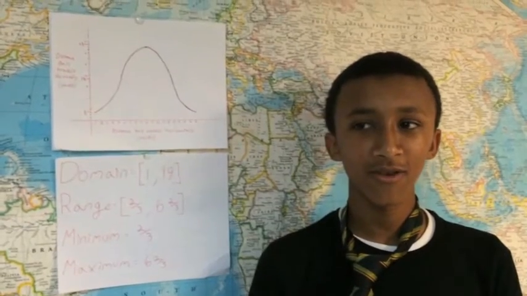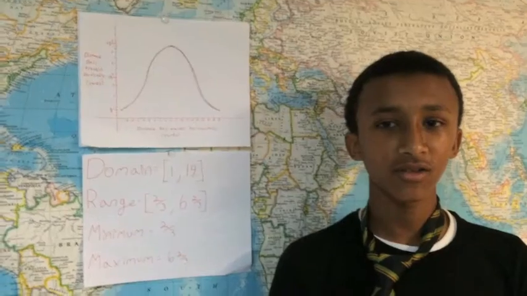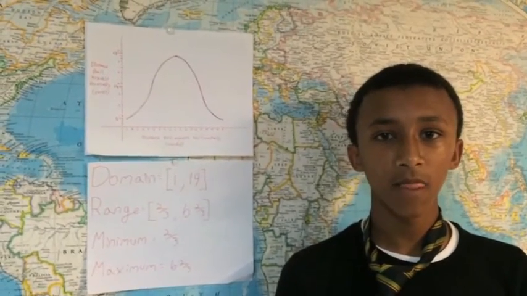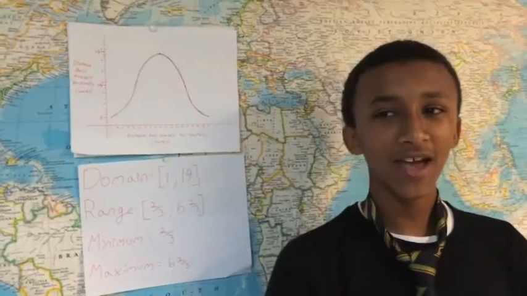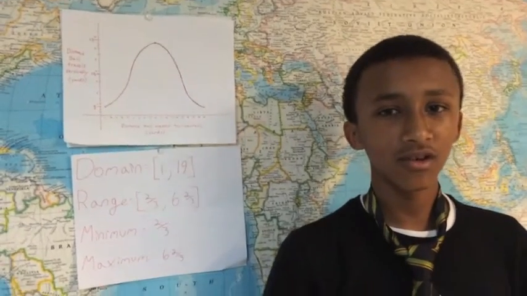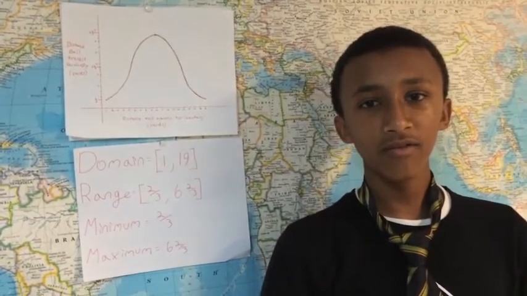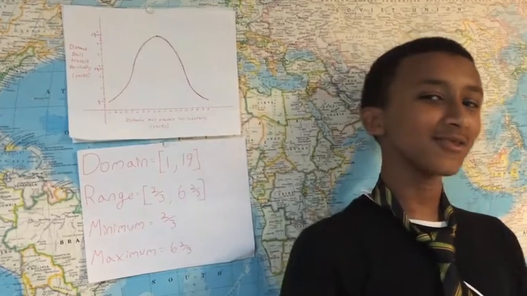The minimum of this graph, which is 2/3 of a yard, is when the ball is initially kicked to when the ball enters the goal. The maximum, which is 6 and 2/3 of a yard, is the highest point on the graph and shows the highest the ball goes.